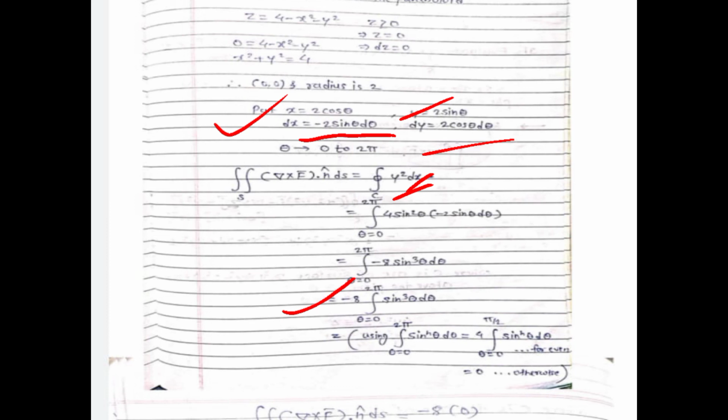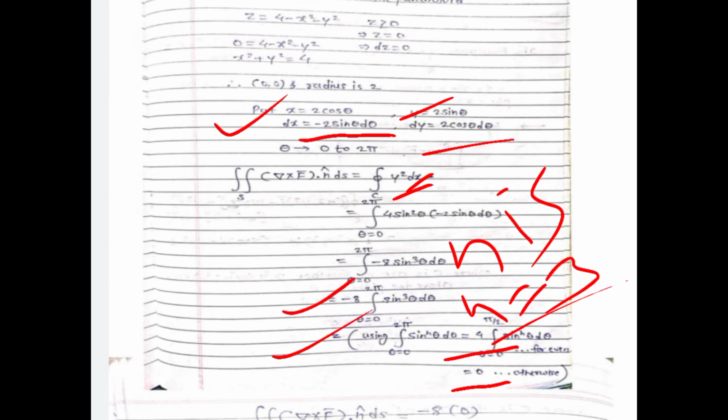Theta varies from 0 to 2 pi. So for the 0 to 2 pi condition, for sin raised to n theta d theta, we have the reduction formula equal to 4 times the integration from 0 to pi by 2 of sin raised to n theta d theta. This is for the case when n is even. If n is odd, then the answer will be directly equal to 0. So here in this case the value of n is 3, which is an odd number. So the value of the given integration is directly equal to 0. So the final answer of this problem is 0.